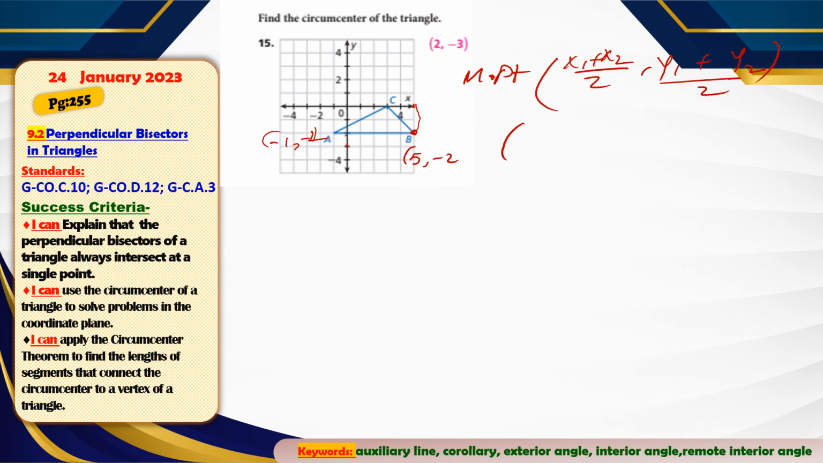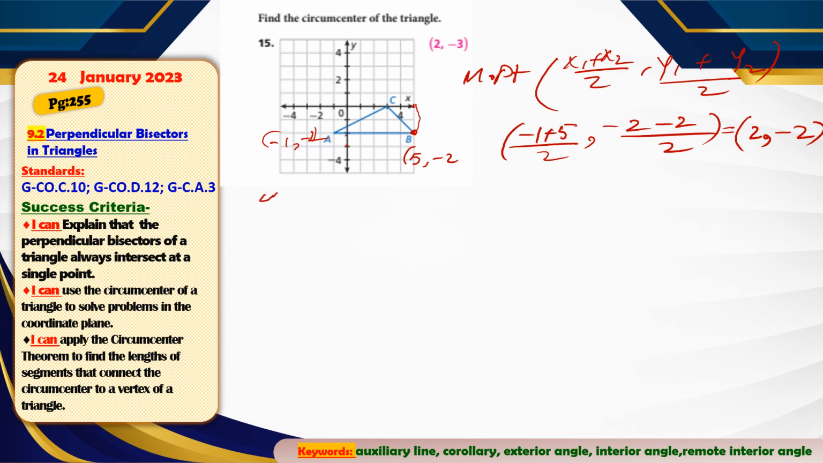So x1 is -1, x2 is 5 divided by 2, y1 is -2 and y2 is -2 divided by 2. So 4 over 2 gives me 2 and -4 over 2 gives me -2. So 2 and -2 are the midpoints.